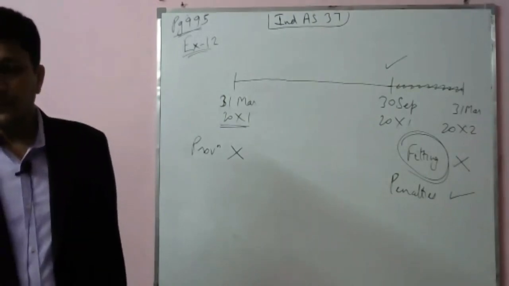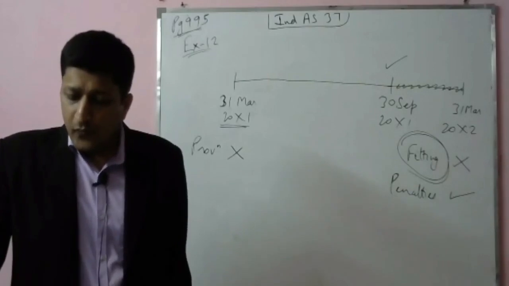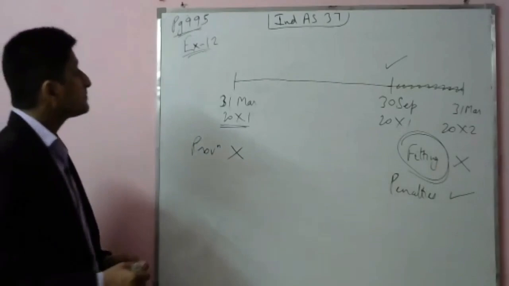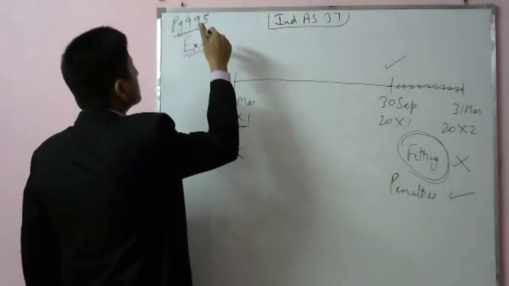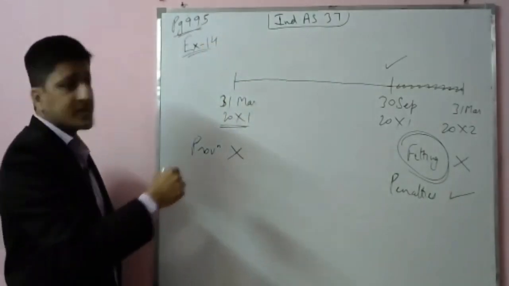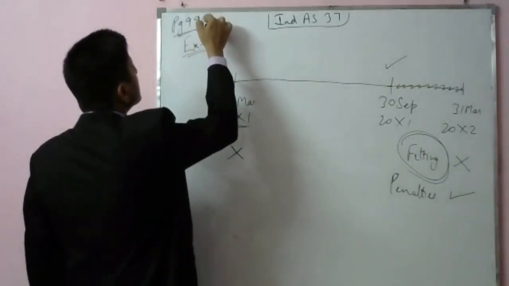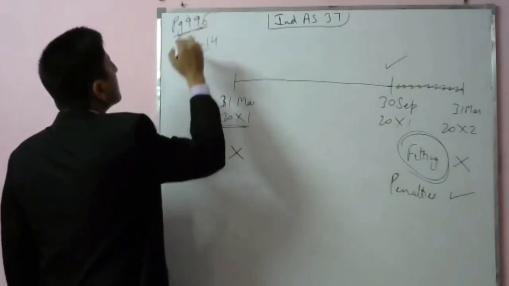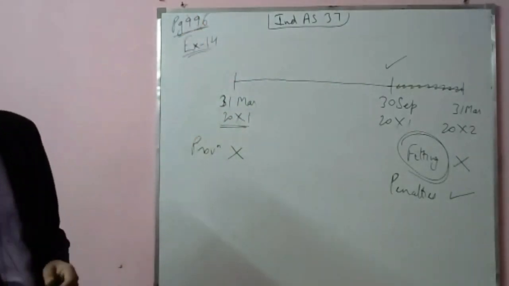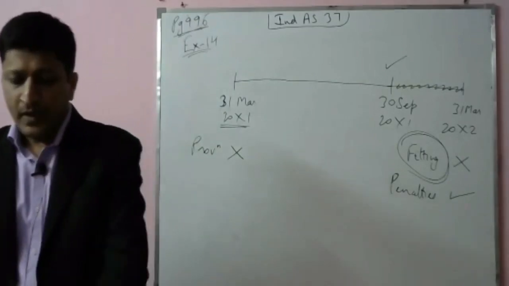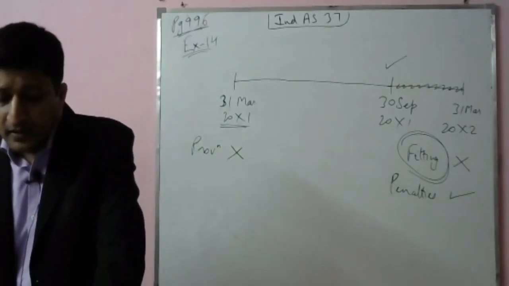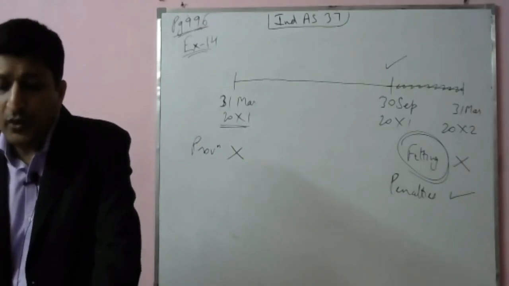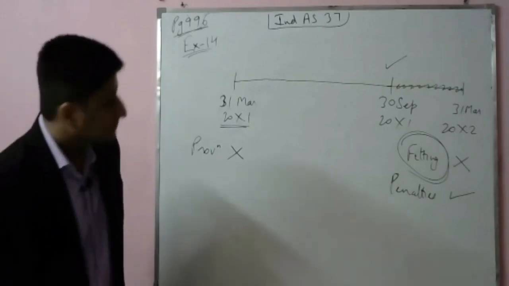Yeah. All right. So we'll pick up one more example. Example number 14. Page is 9.96. A furnace has a lining that needs to be replaced after 5 years for technical reasons.